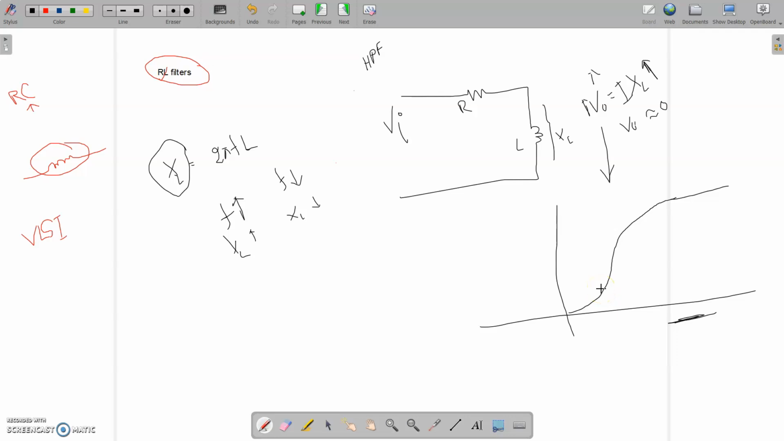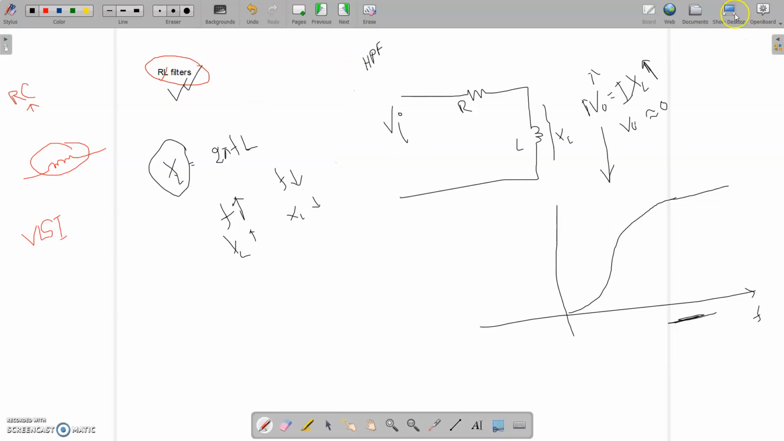So I hope the concept is clear. It is just opposite to your capacitor RC network. So this is my frequency. This way you can build all your high pass filters and low pass filters using an RL circuit.